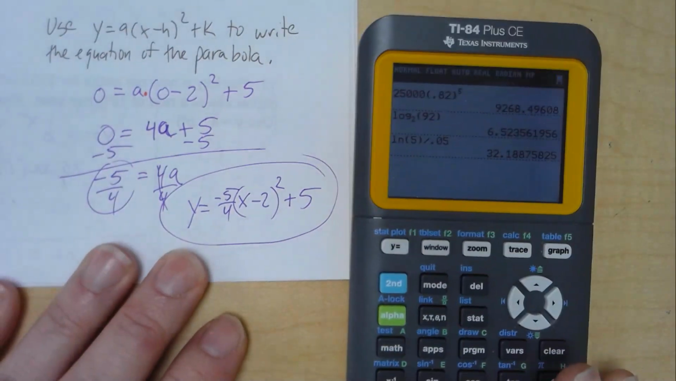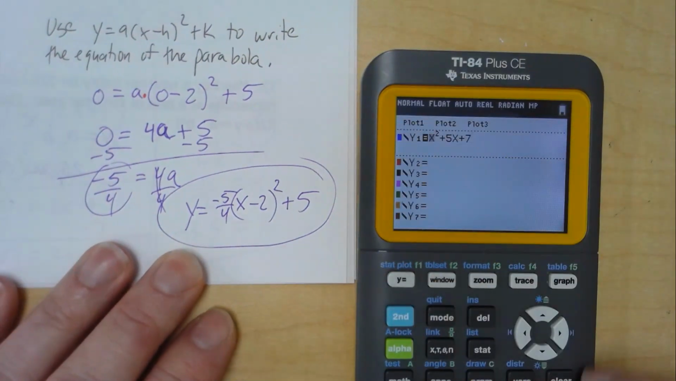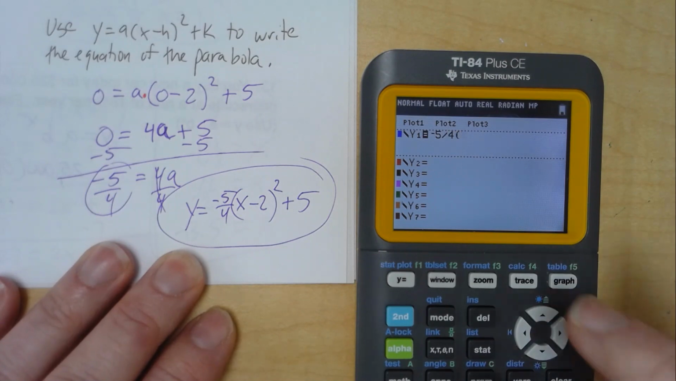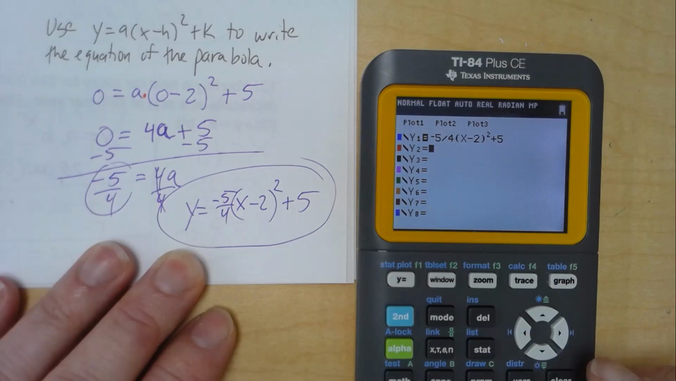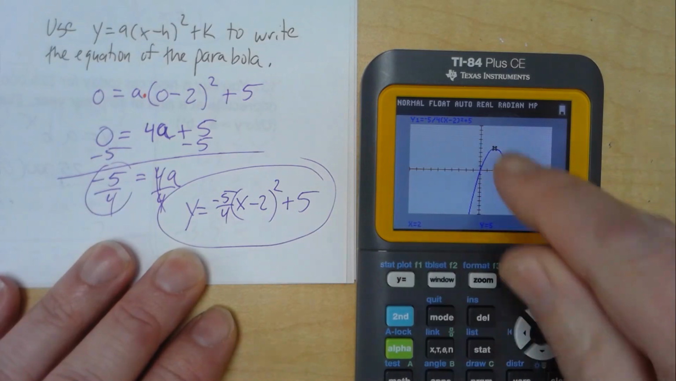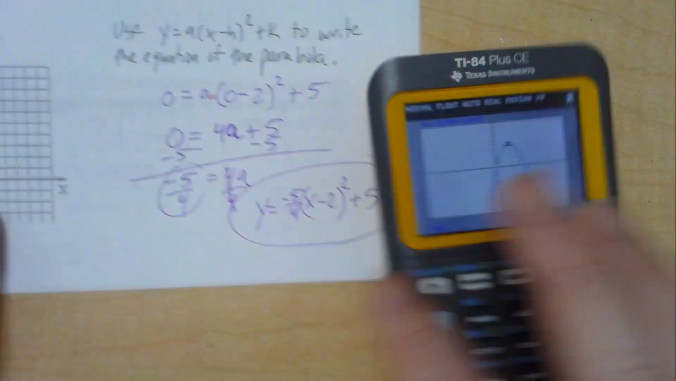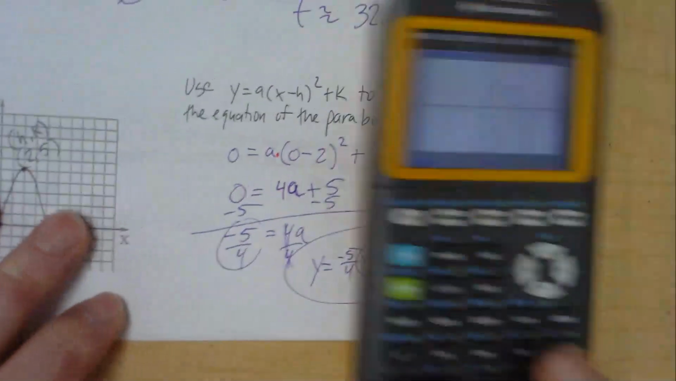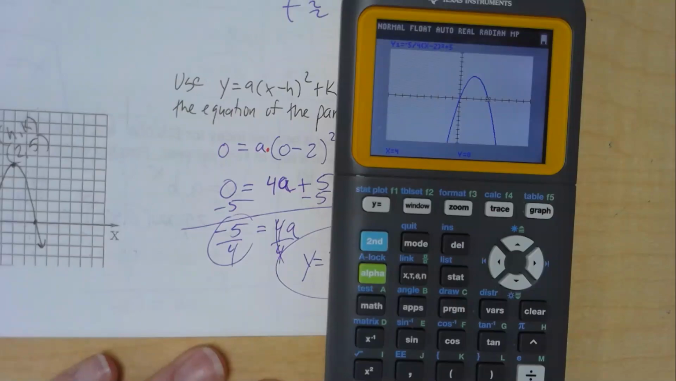Okay, so this should do it. You can test this on the calculator to make sure that you did it right. So let's do that. Negative 5 divided by 4, left parenthesis, x minus 2, parenthesis squared, plus 5. Now we're going to hit the graph button. Boom. That looks like the graph, doesn't it? Hit the trace key, 0, 0. Hit 2. Yep, it goes through 2, 5. It also goes through 4, 0. So it works.